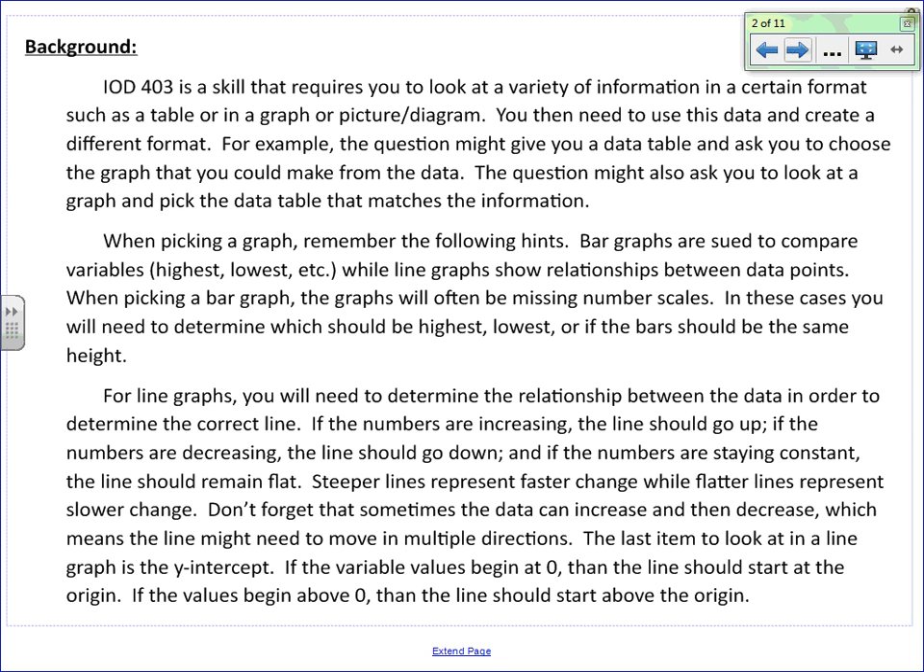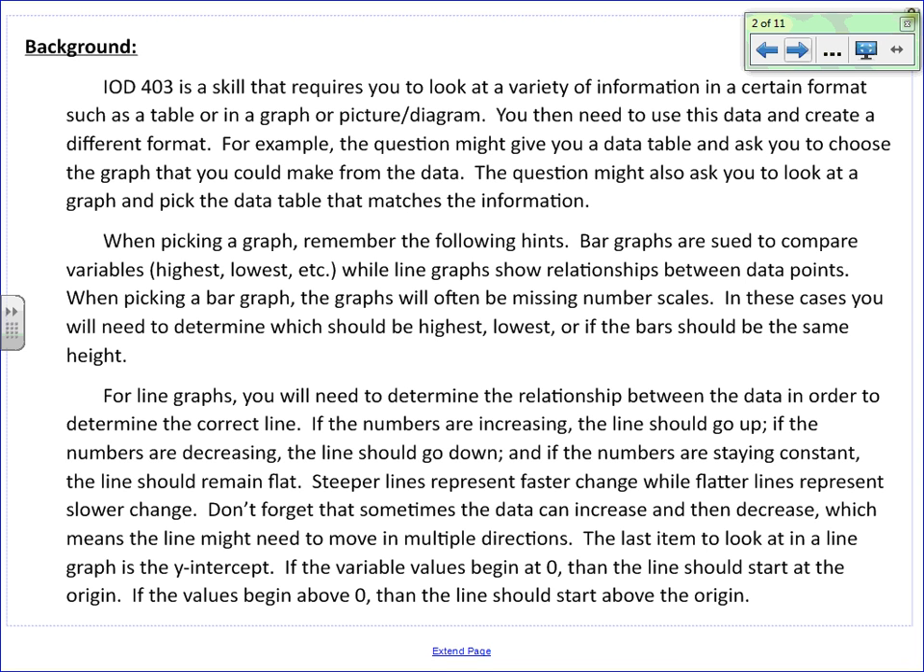Let's get started by taking a look at the background information about how this skill is assessed. So IOD403 is a skill that requires you to look at a variety of information in a certain format, such as a table or a graph or picture. You then need to use the data and create a different format. For example, the question might give you a data table and ask you to choose the graph that you would make from the data. The question might also ask you to look at a graph and pick the data table that matches the information.